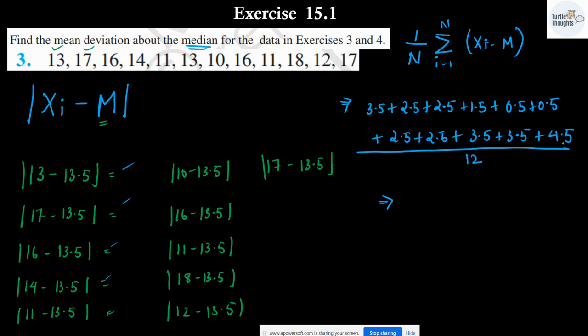Right, now I will be adding all the whole numbers: 4, 3, 3, 2, 6. Here I can take this as 1, 1, 1.5, 4, 4, 4, 2.5, 20, 25, 24.5. 24.5 is 25, 3, 28. 28 divided by 12, this is going to be your mean deviation. If I simplify, I'll be getting this as 14 divided by 6, which can be written as 2.33.